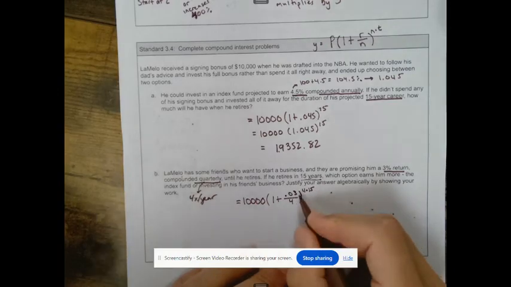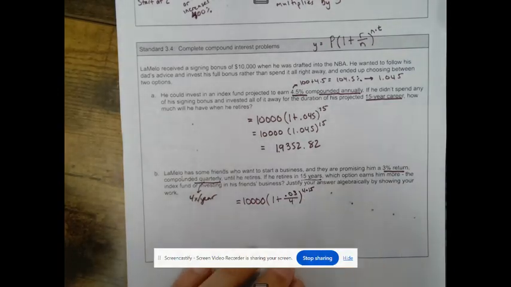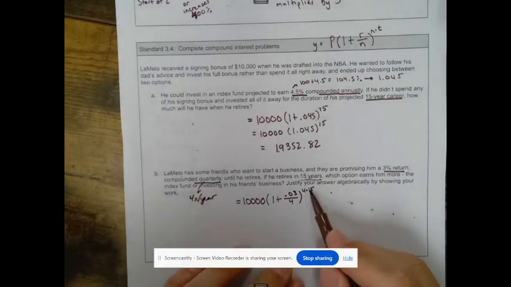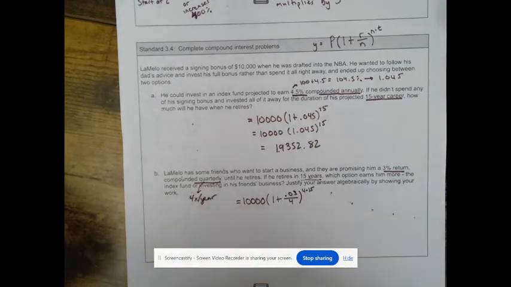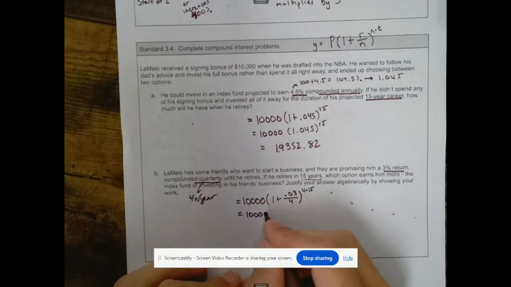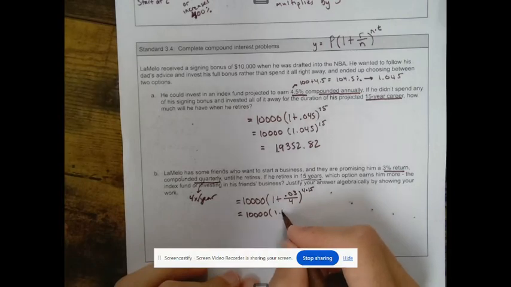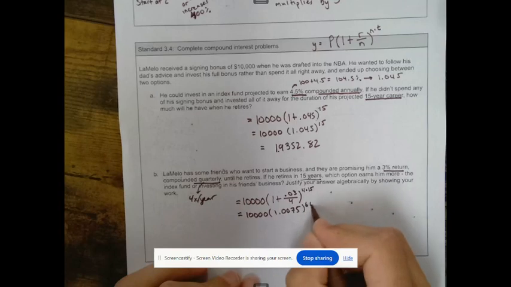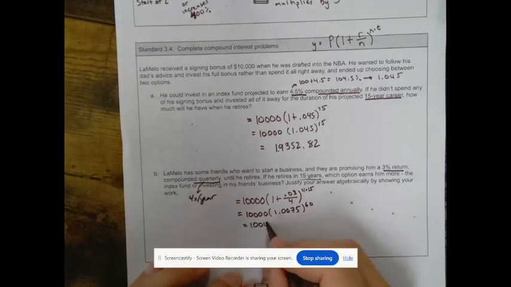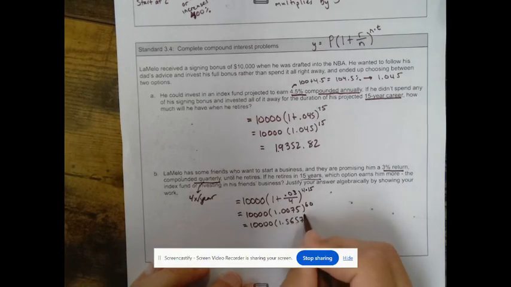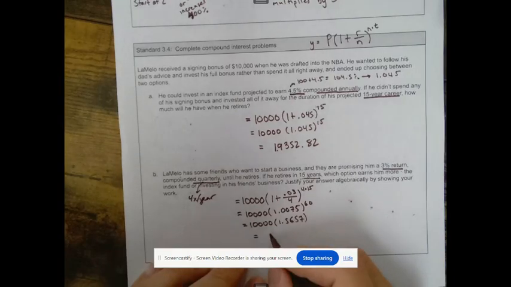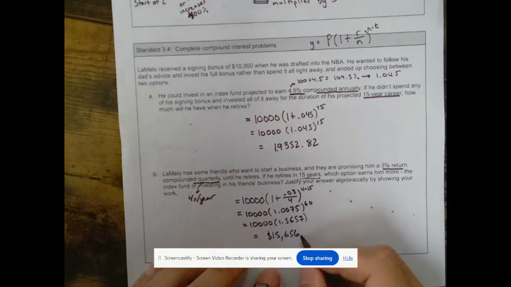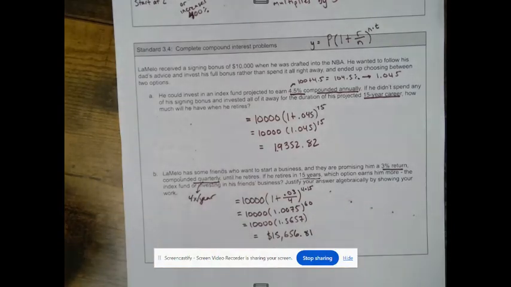Basically, we're breaking this 3% rate up into 4 compounding periods, which means we have to make sure we actually account for how many periods are being compounded. 4 a year times 15 years. So let's simplify this down. That's 10,000 times 1.0075 to the 60th power. That works out to be 10,000 times 1.5657, which works out to be about $15,656.81. So what's the better option?